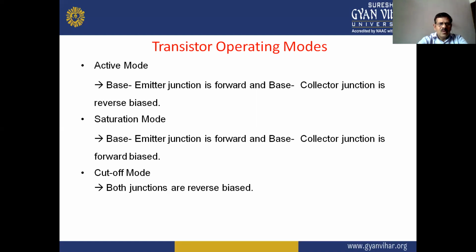In the third type of mode, cutoff mode, both junctions are reverse biased: the base-emitter junction J1 is reverse biased, and the junction J2, the base-collector junction, is also reverse biased. So in cutoff mode, both junctions are reverse biased. So there are three modes in which the transistor operates.